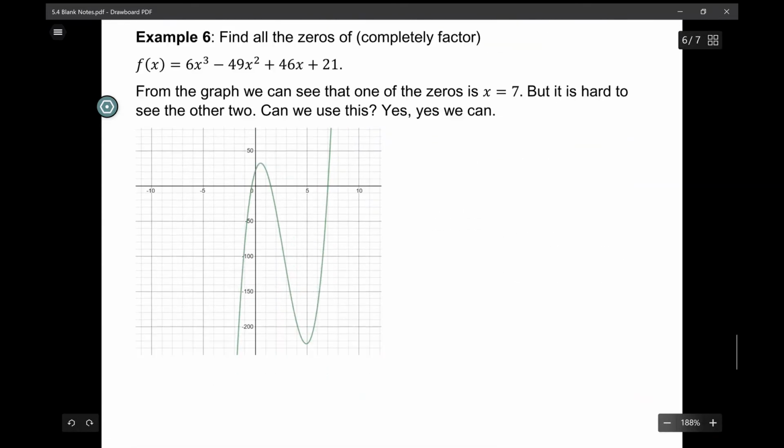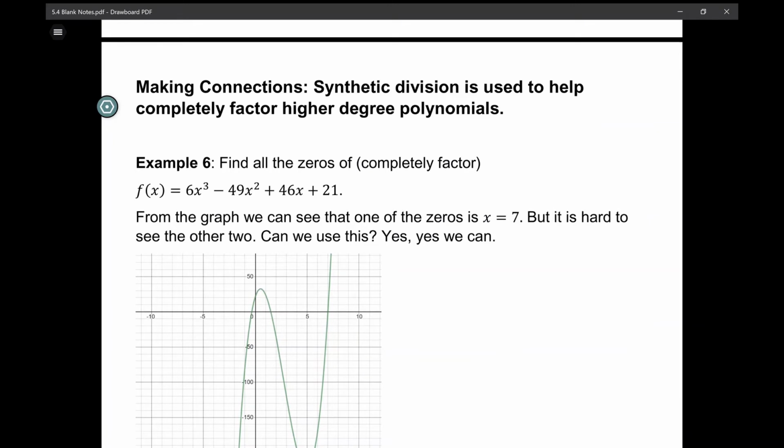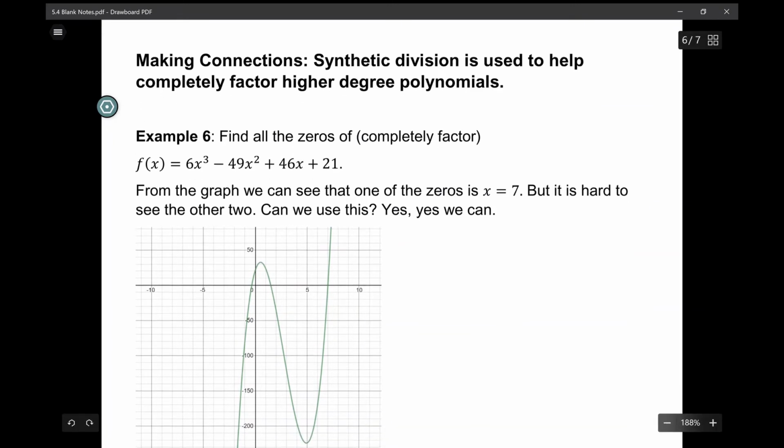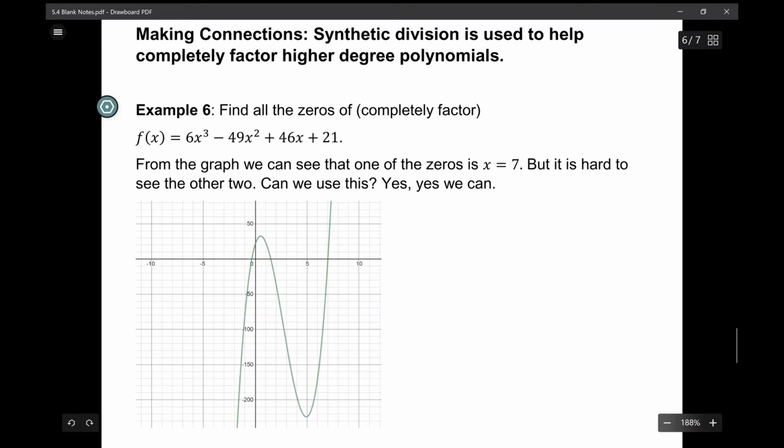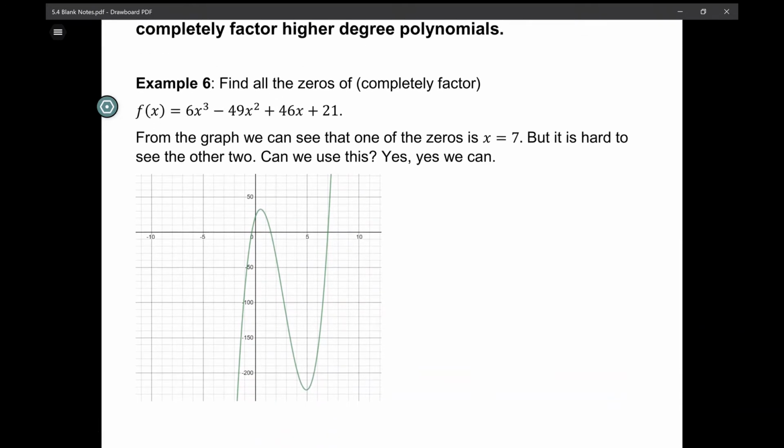Now let's talk about how we use synthetic division to help us completely factor higher degree polynomials. So let's look at this function, 6x cubed minus 49x squared plus 46x plus 21, and here's a graph of it. From the graph, we can see one of the zeros looks like it's 7, but it's hard to see the other two. They look like they're fractional, and maybe we can guess, but we can actually use this one zero to reduce our cubic polynomial to a quadratic, and then we can just factor in the normal way. So let's go ahead and try. What we're going to do is notice that x equals 7 is a 0. So that means x minus 7 must be a linear factor.